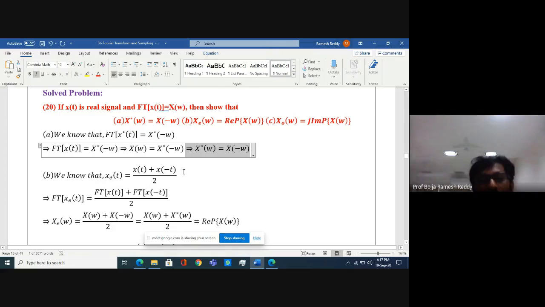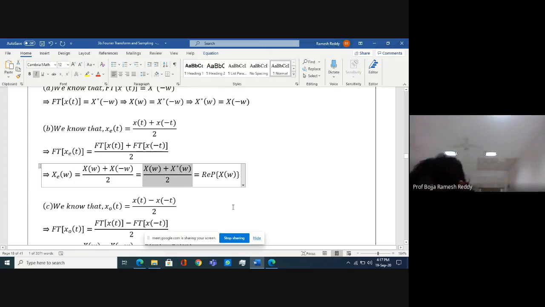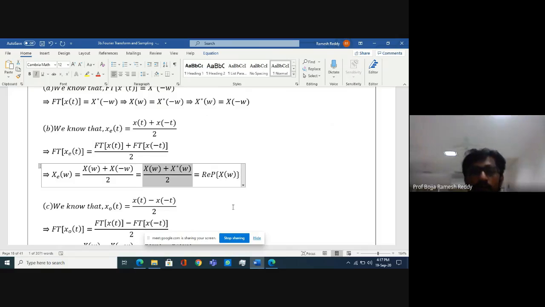Next, the even part of the signal can be defined as x of t plus x of minus t by 2. If you apply Fourier transform on both sides, then we get X of omega plus X of minus omega by 2. As per the analysis here, X of minus omega means what? X of minus omega means X star of omega. See, X of omega plus X star of omega by 2. If X of omega is like a plus ib, plus a minus ib, plus ib minus ib gets cancelled. A plus a is 2a, by 2. A means what? Real part. This is the real part of X of omega. Even part of X of omega is real.